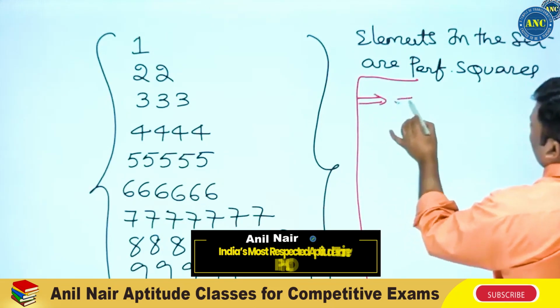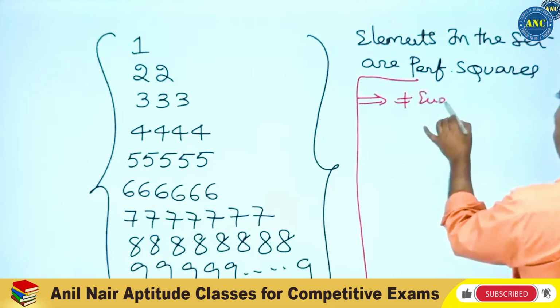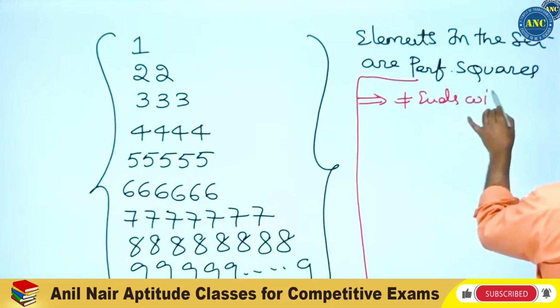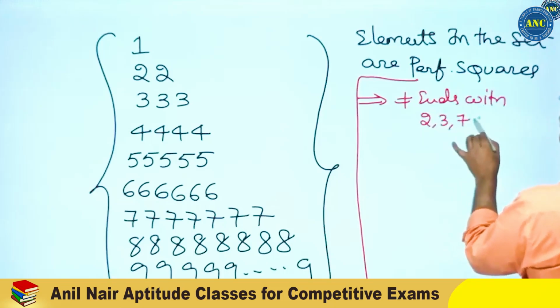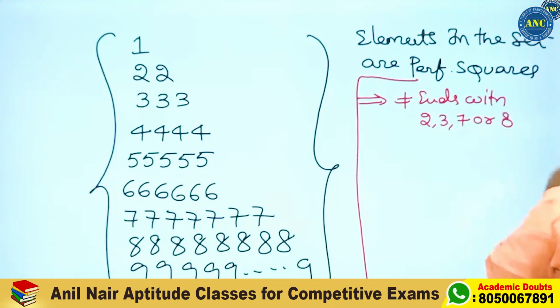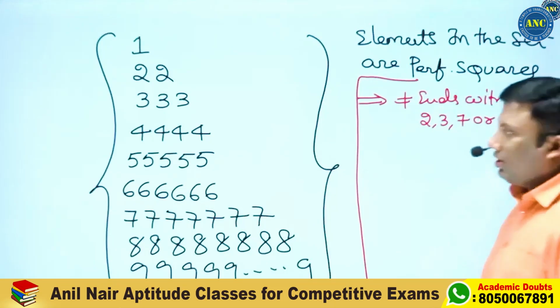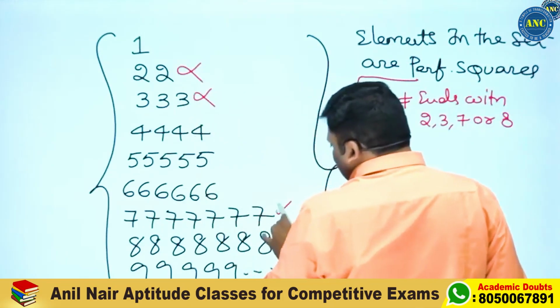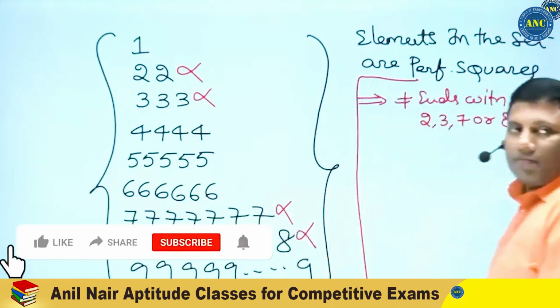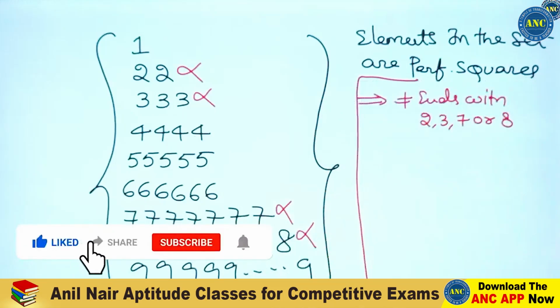A perfect square never ends with 2, 3, 7 or 8. This is out, this is out, this is out, this is out.